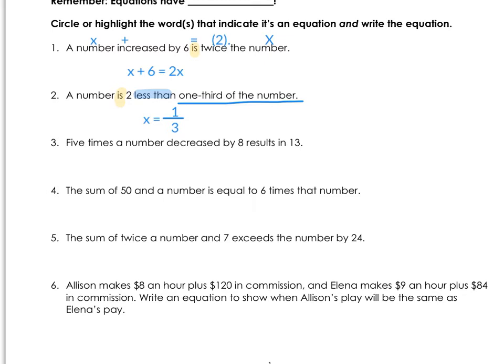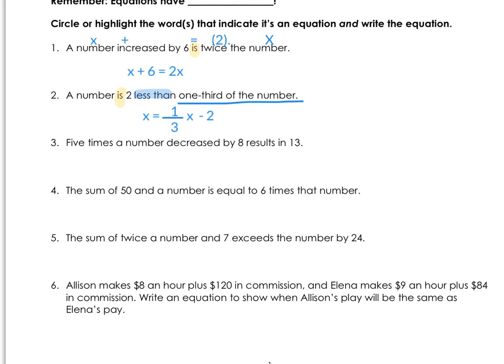So 1/3 of a number, that means I'm going to put the x in there. Remember that the fraction bar has to go in line with the x, or the x has to go on the top. And I'm going to put the minus 2 because it's 2 less than that. So then I'll subtract 2 there. So there we have a number x is 2 less than, so subtract 2 at the end, 1/3 of the number, 1/3 x. All right, let's try another one.